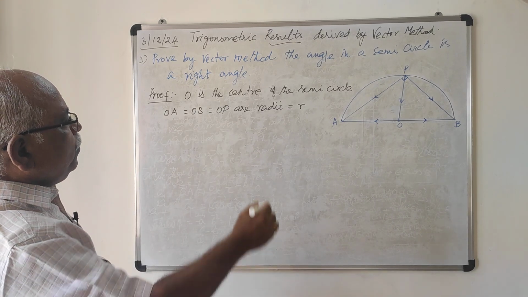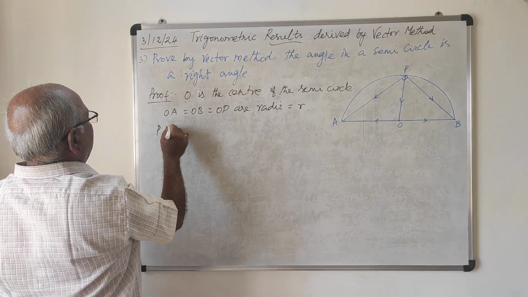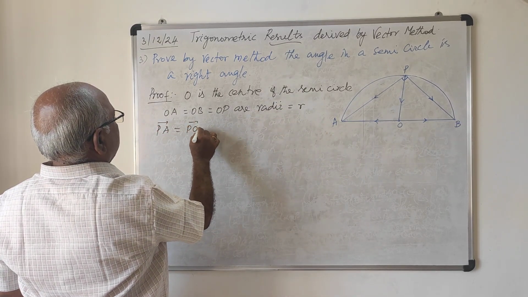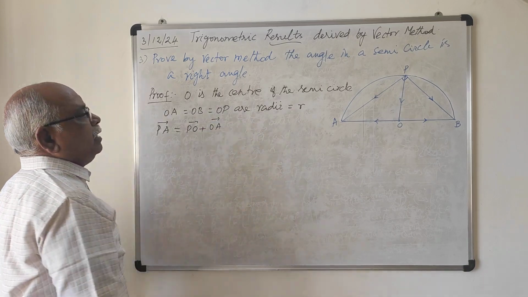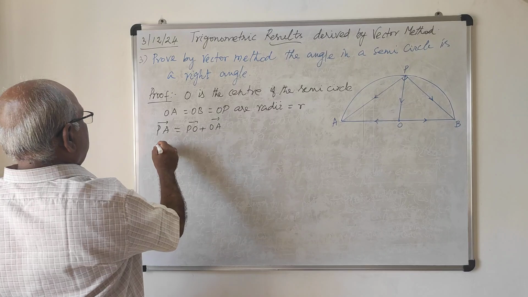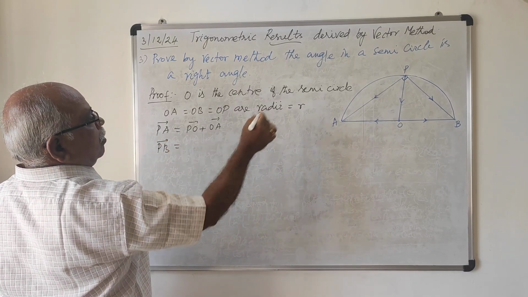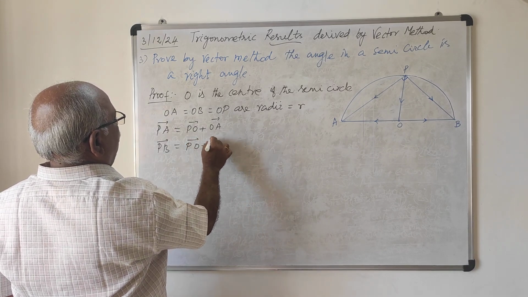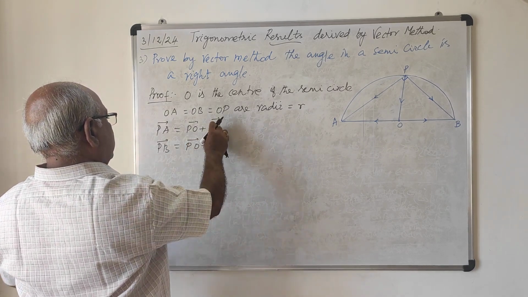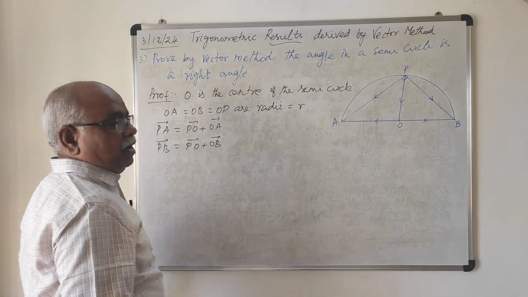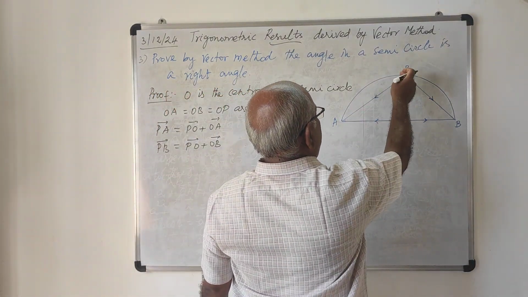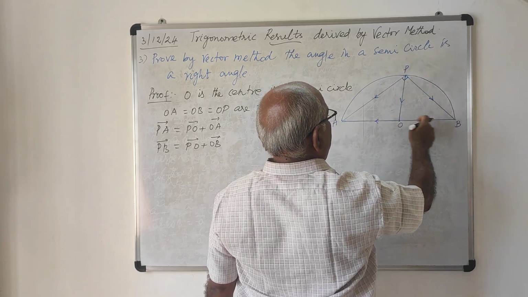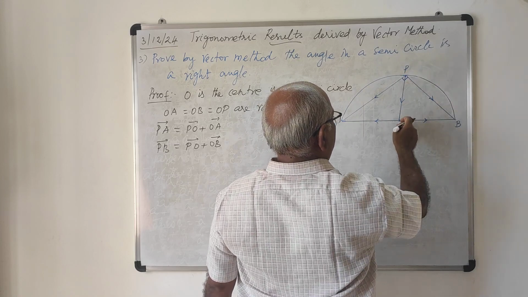Now, PA vector equals PO vector plus OA vector. Similarly, PB vector equals PO plus OB. By triangle of vector addition, in this triangle PA vector equals PO plus OA, and in the triangle OPB, PB vector equals PO plus OB.